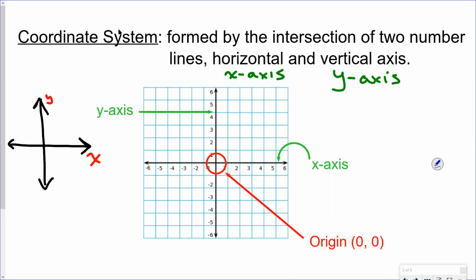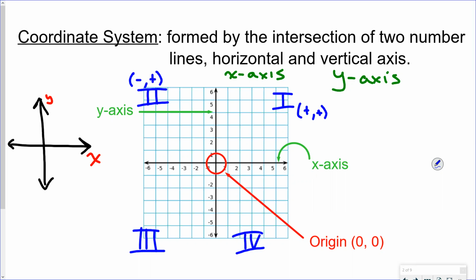Another thing we need to make sure we remember, okay, this upper right-hand quadrant, this is quadrant 1. And then we go counterclockwise. So this is quadrant 2, quadrant 3, and quadrant 4. Okay, understanding your quadrants is something that's very good to know. Quadrant 1, our values are positive, positive. Quadrant 2, negative, positive. Quadrant 3, negative, negative. And quadrant 4 is positive, negative.